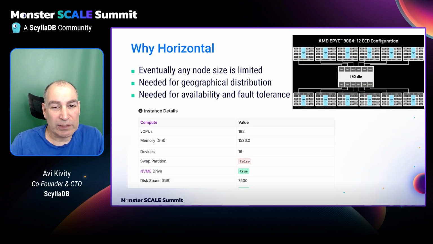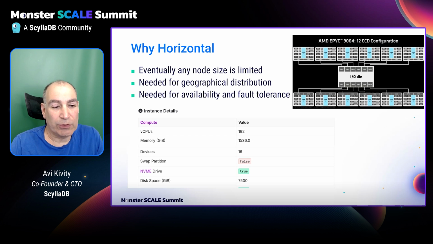So why horizontal? That's relatively simple. Any node size, no matter how large, will be limited in the end. You also want it for geographical distribution to get low latency to your customers, and you want high availability in case a node fails, fault tolerance.